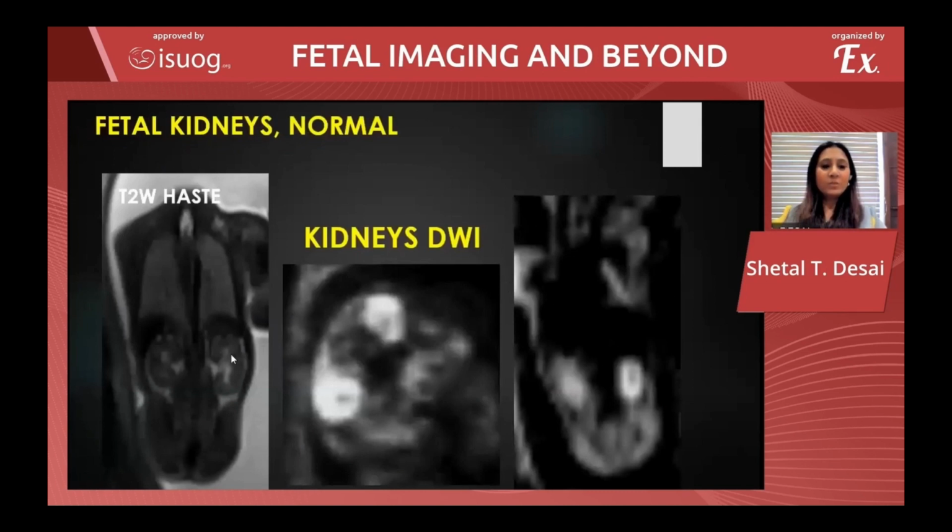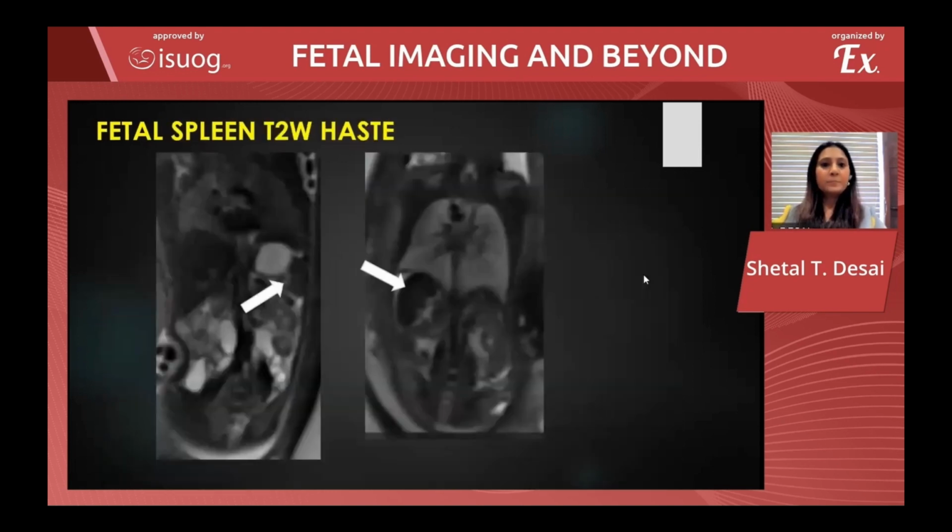Fetal kidneys on T2 weighted are seen as bean-shaped structures with intermediate signal intensity and a peripheral and a central hyperintensity representing the perirenal fat and the renal pelvis respectively. Diffusion weighted demonstrates the functioning kidneys as well-lit structures against a dark background. The spleen is seen as a small bean-shaped structure in the left posterior retroperitoneum behind the stomach, as you can see in this image on a T2 HASTE.